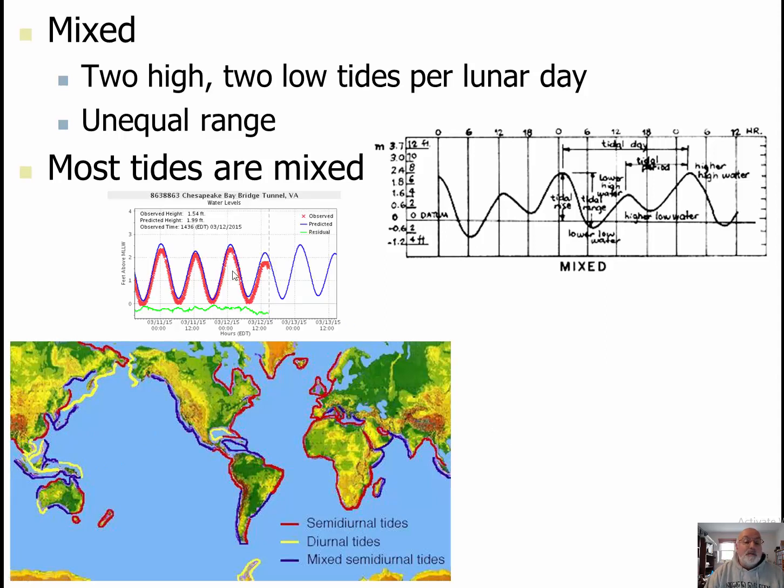Here's the one from the Chesapeake Bay, and remember, this blue line is what we actually expect the tides to be, and the red dots you see are points in time that we actually do experience. This can be caused by storms and other things, and that's probably what this one was, because it's so different.